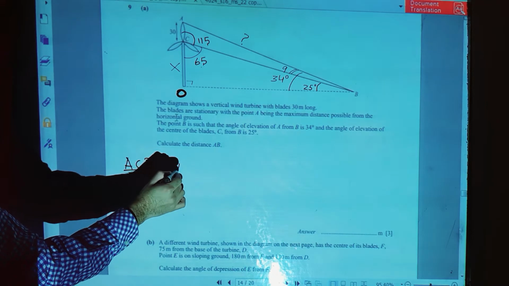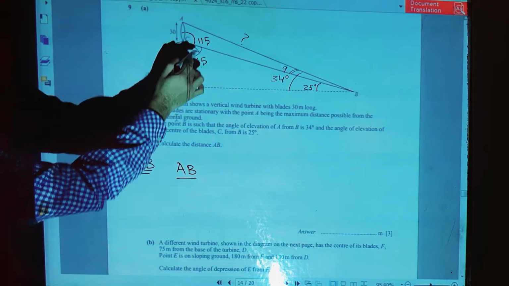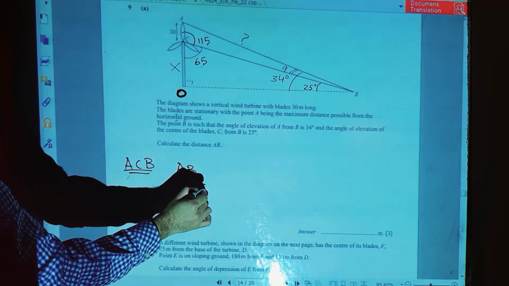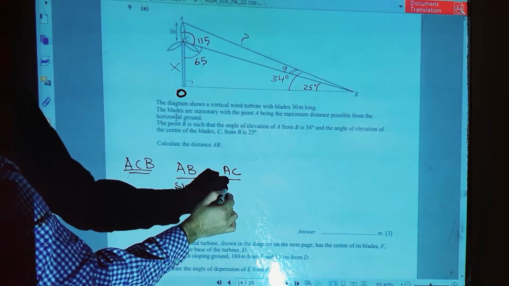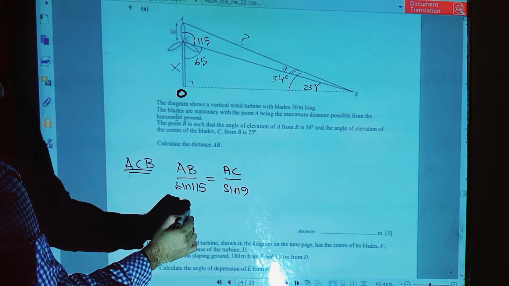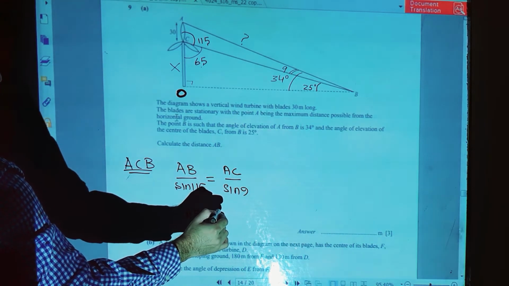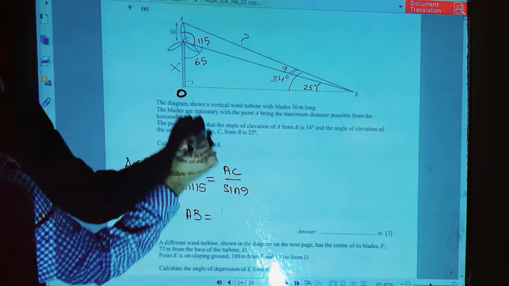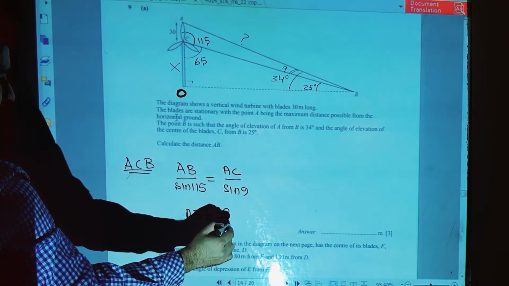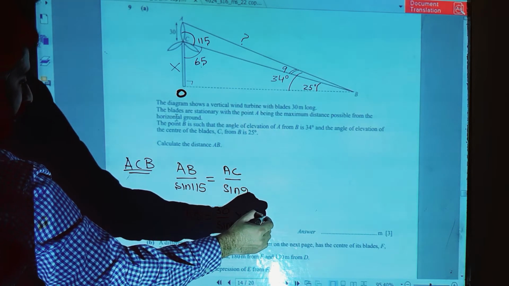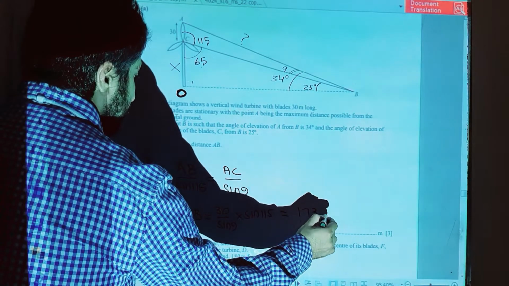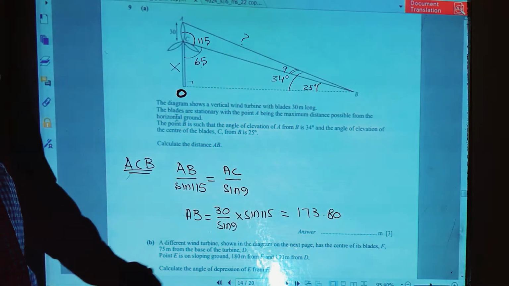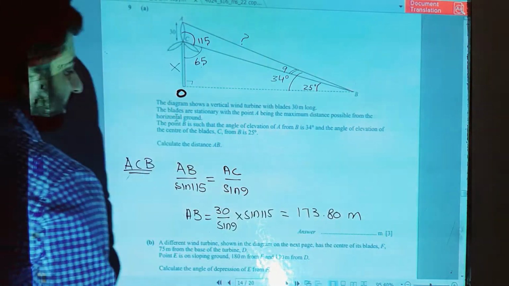Applying law of sine, AB divided by sine of 115 is equal to AC divided by sine of 9. Well, from here you can find AB, that is AC is 30 over sine 9 into sine 115, and you can find its answer, that is 173.80 is your answer, that is in meters. That is the value for AB.